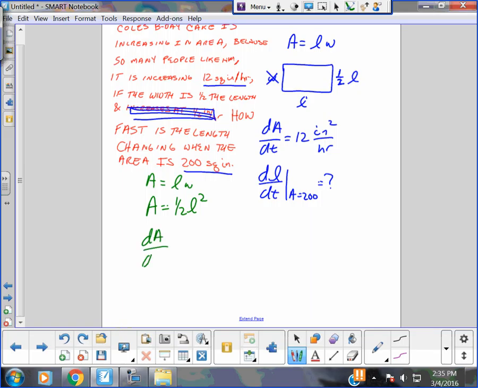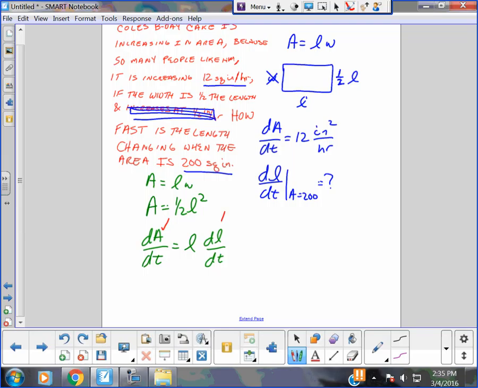dA/dt is the derivative of A. The derivative of 1/2 L squared is 2 times 1/2, which is 1, so L dL/dt. I want to find dL/dt. You notice the area is insignificant. I don't have the A, but dA/dt I know is 12 inches.